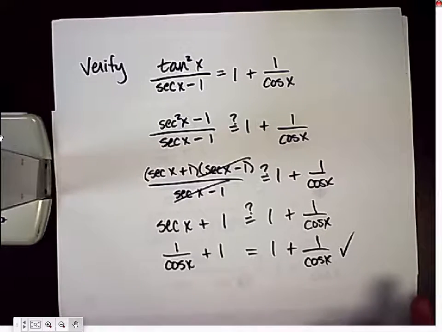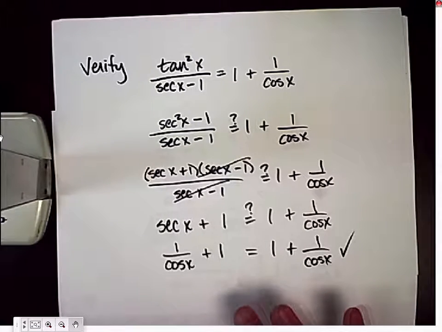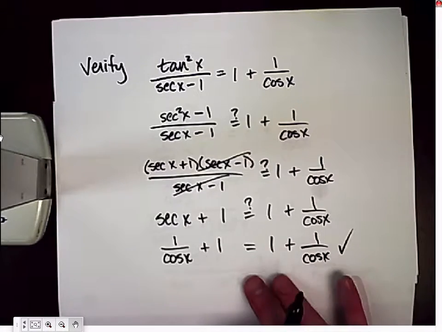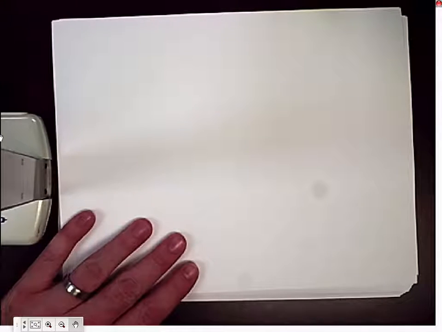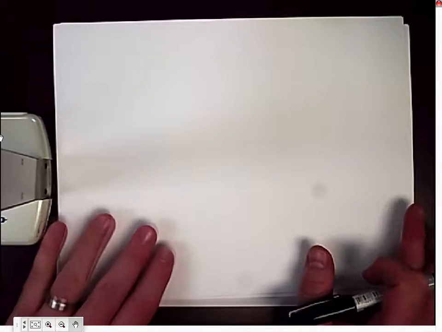The difference is sine and cosine works every time. It may not always be the shortest way, but it works every time. This sometimes works, sometimes doesn't. Okay, let's do one more.